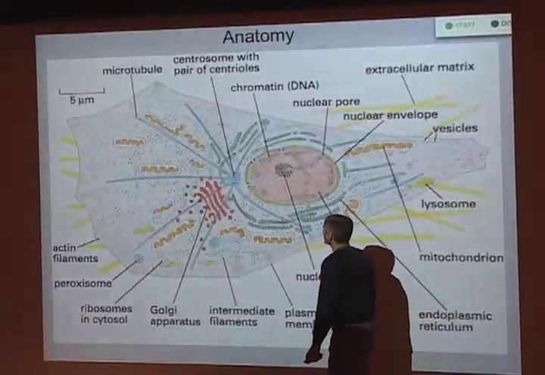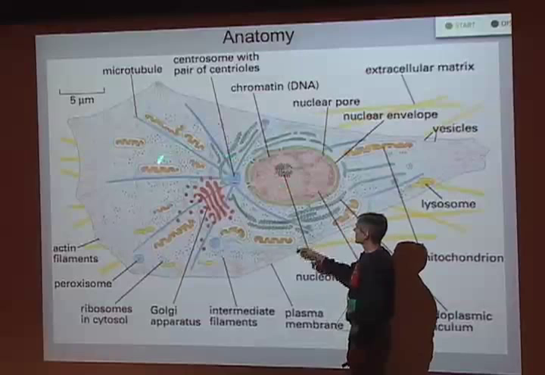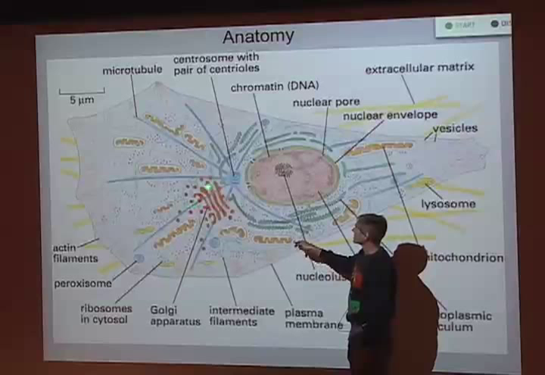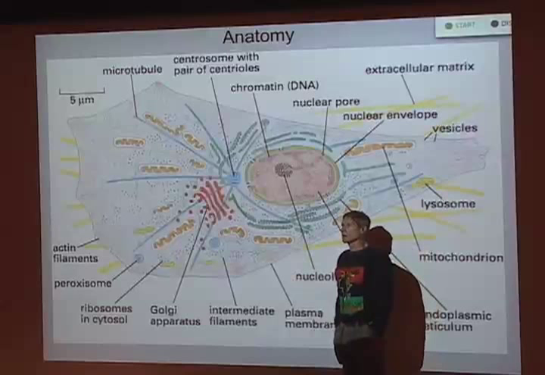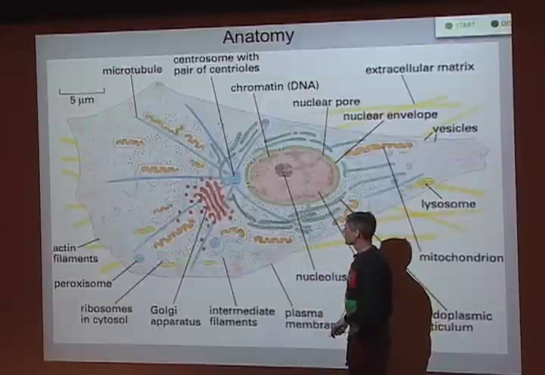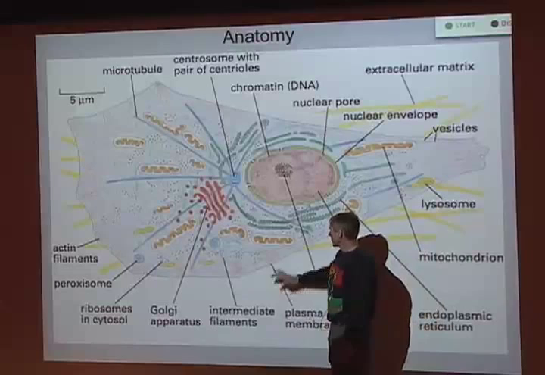So here's your basic cell. Nucleus, cytoplasm contain organelles, mitochondria, Golgi apparatus. Golgi apparatus typically hangs around near the microtubule organizing center. Actin filaments on the outside, we'll talk more about those later. And various other organelles, such as the endoplasmic reticulum, which is a network of membranes that extends throughout the cell.